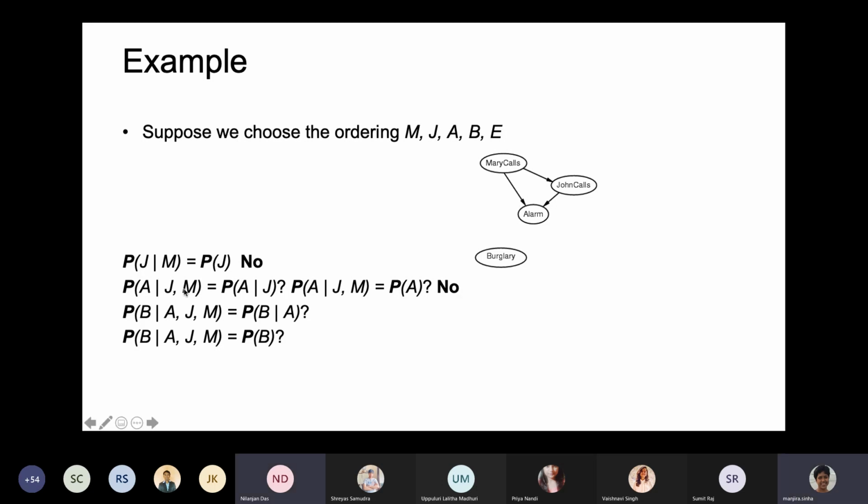See, this comma does not mean that we can take P of A given J, comma, P of A given M. This comma actually denotes the joint probability of J and M, and as J and M are not conditionally independent of each other, we just cannot break it down. You understood? So this is from the basic rules of probability.